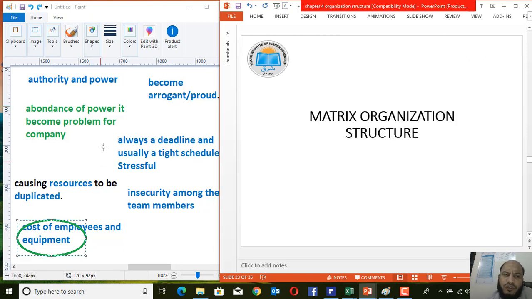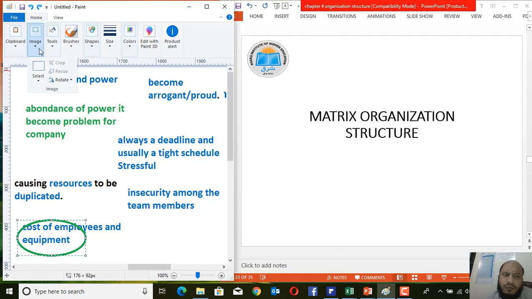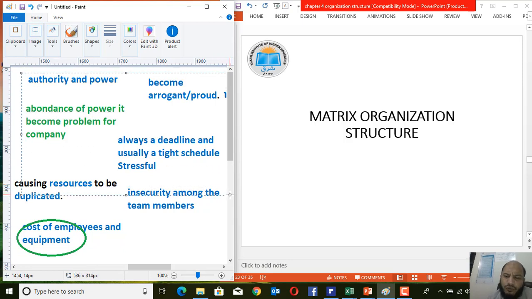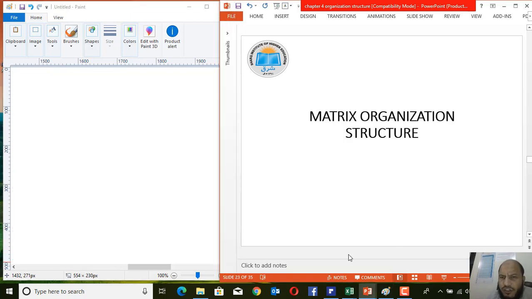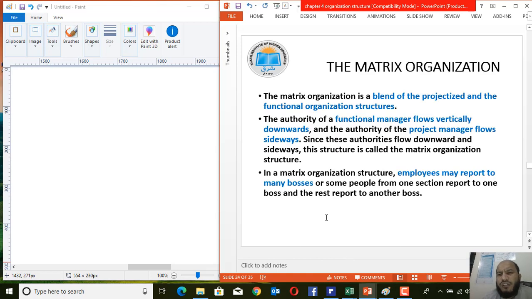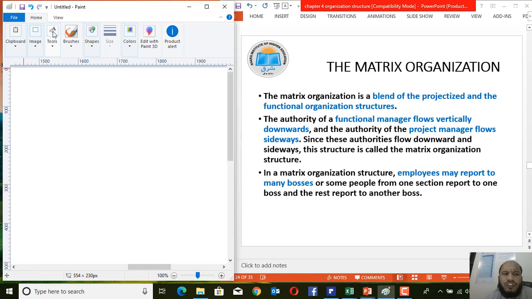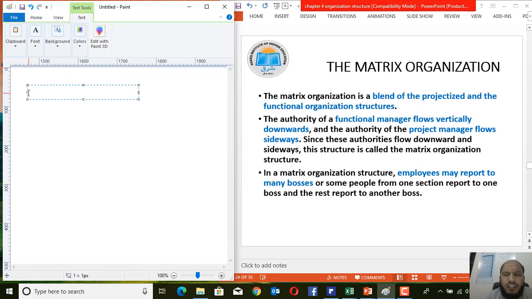Now dear students, our discussion is about the matrix organization structure. Let's explain what a matrix structure is and how we can design it. Dear students, we may say that the matrix structure has characteristics of both the functional and the projectized organization. That means it has characteristics from the functional structure and also from the projectized structure.